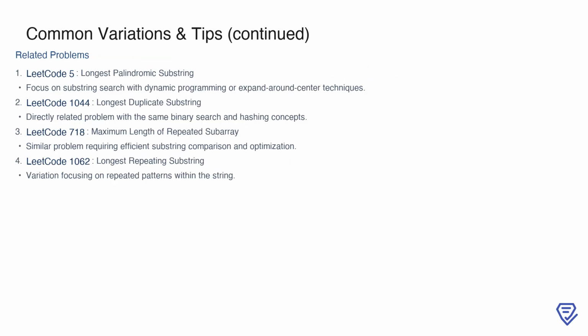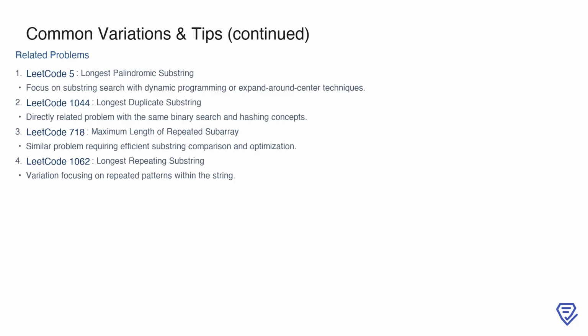This problem also connects to several related challenges that are worth exploring. For example, in LeetCode Problem 5, Longest Palindromic Substring, you work on substring searches using dynamic programming or expand around center techniques. While the context is different, the substring manipulation concepts are similar. Then, of course, there's LeetCode 1044, which is the problem we're discussing. It directly involves binary search and hashing strategies, making it the centerpiece of this discussion.